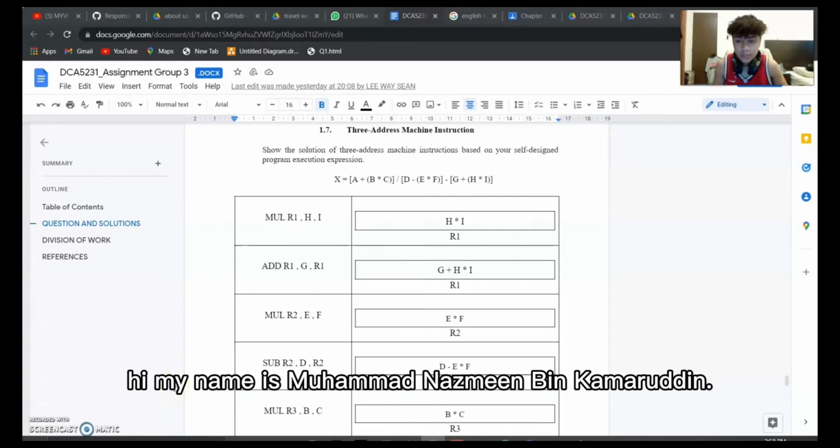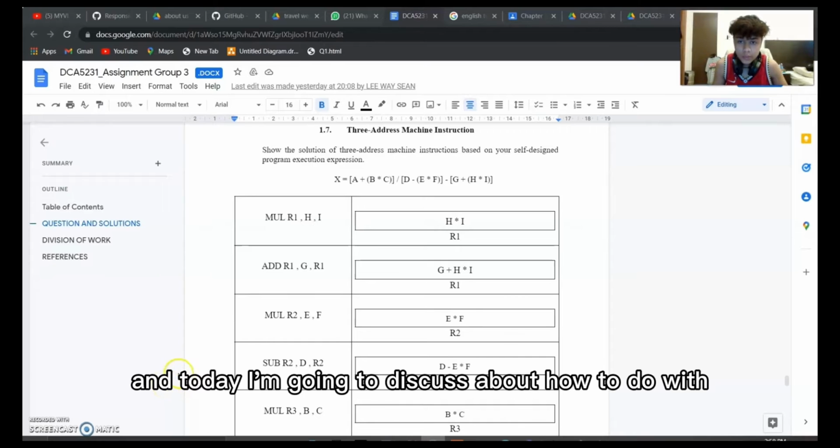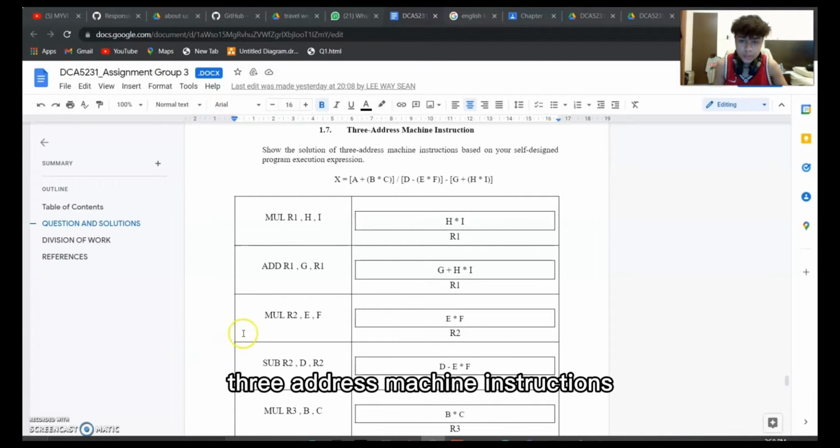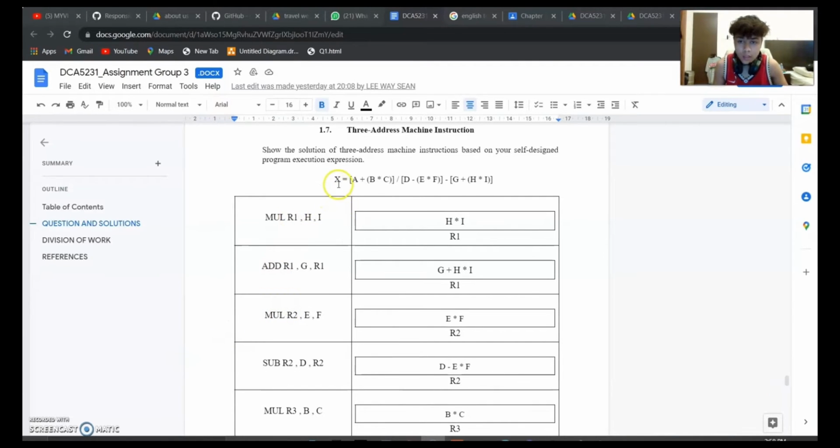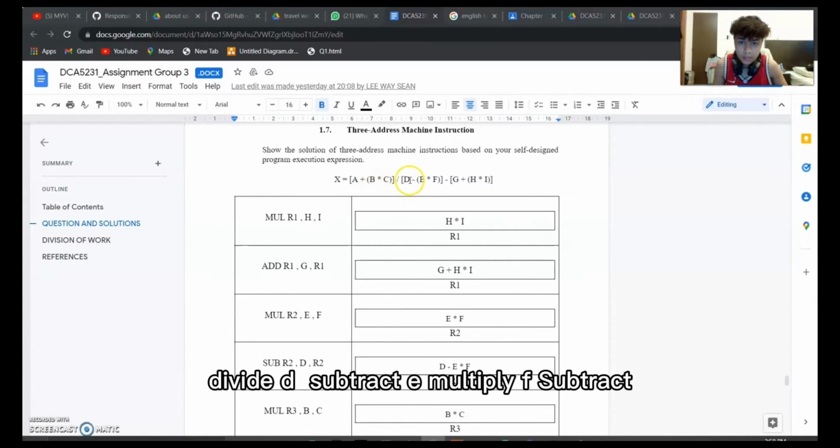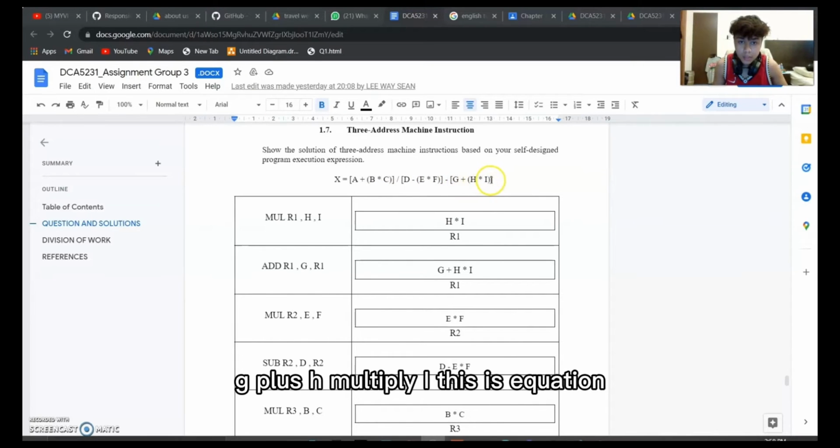Hi, my name is Muhammad Nazmi bin Kamaruddin, and today I'm going to discuss how to do a 3 address machine instruction. So, x equals a plus b multiply c divide d minus e multiply f minus g plus h multiply i. This is the equation that we need to do.